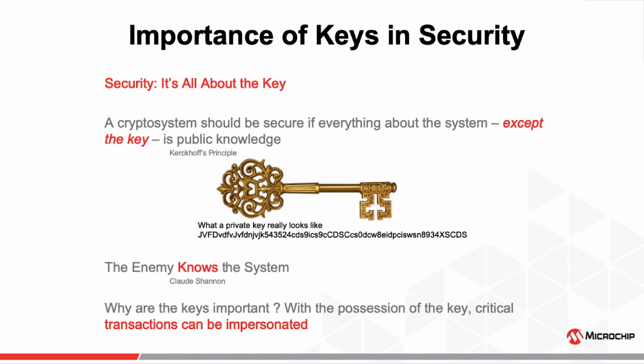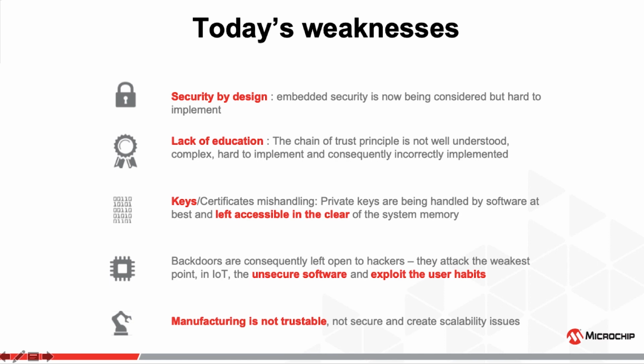Another thing we want to illustrate in that slide is what a private key looks like. It's just a suite of digital numbers. That's all it is. But those numbers are extremely important, so we want to protect them. Unfortunately, today there are multiple weaknesses. One of them is security by design. There's not a lot of knowledge in the embedded industry to correctly handle embedded security practices. Because it's hard to implement, there are shortcuts being made during a design that create backdoors.